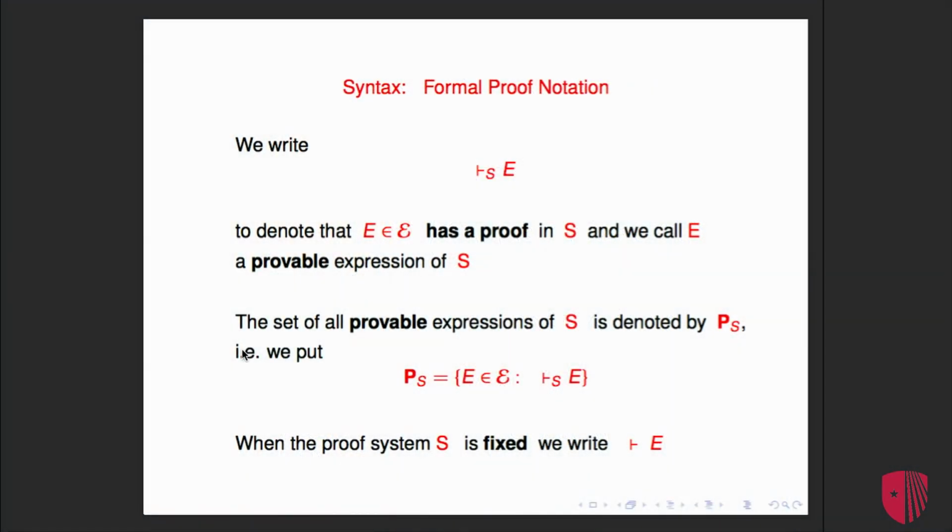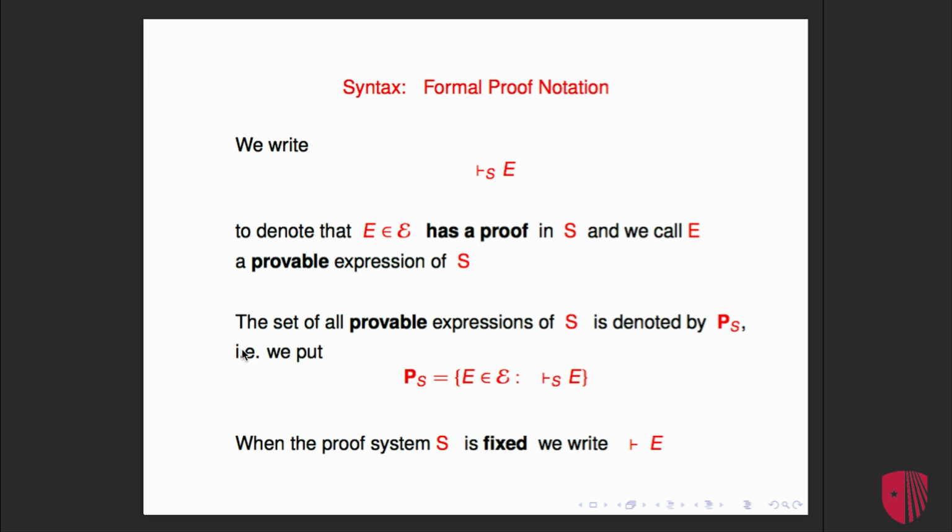And of course we have a notation, that we write this, so it means E has a proof. This is a symbol for a formal proof in S, that is our notation. And now P of S is the set of all expressions which have a proof in the system S. So they are called provable expressions.